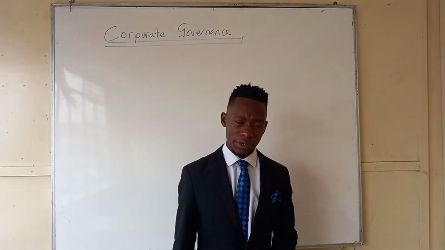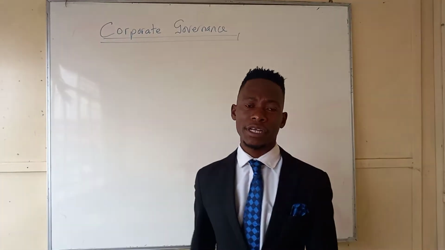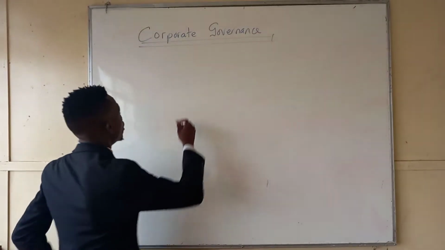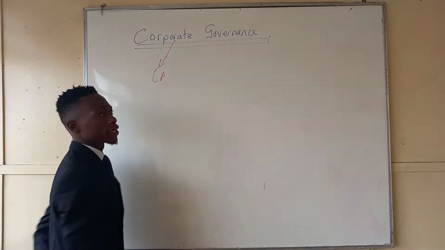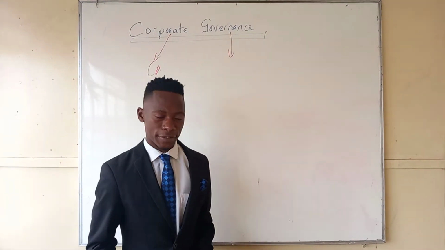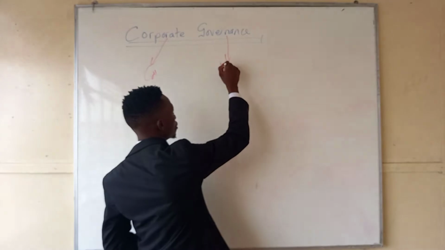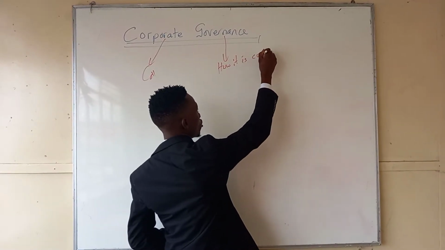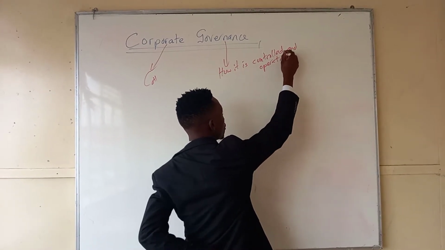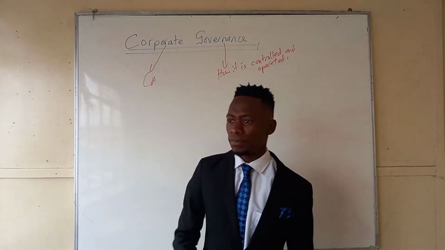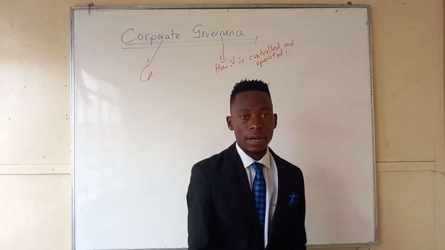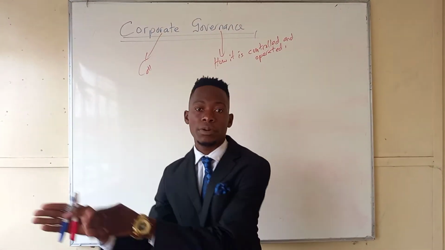Today we want to look at corporate governance. What is corporate governance? The word corporate means company, right? What about governance? We want to look at how it is controlled and operated. So, if you are studying corporate governance, you really want to know how companies should be operated.